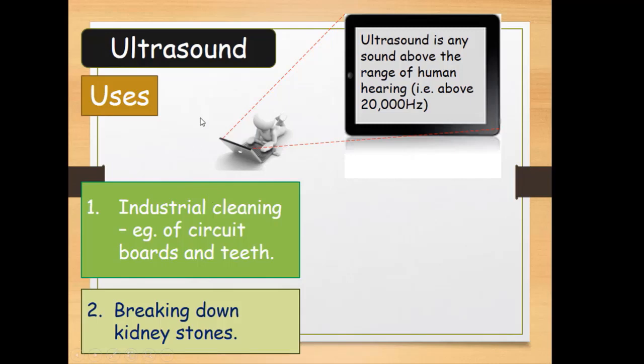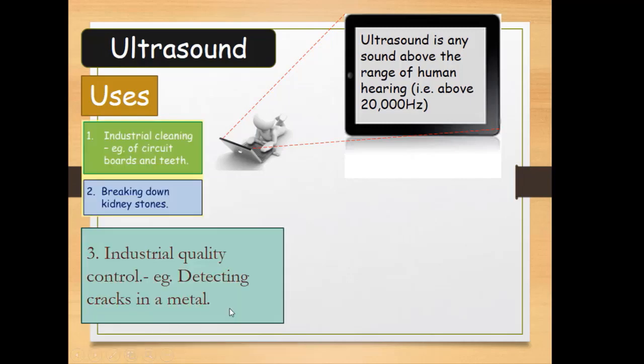The second usage of ultrasound is breaking down kidney stones. You can easily break down the stones that occur in our kidneys with the help of ultrasound. The third usage is industrial quality control. For example, if you need to detect any crack in a specific material, you're going to shower ultrasound waves over that material so that you can get an idea about your crack.